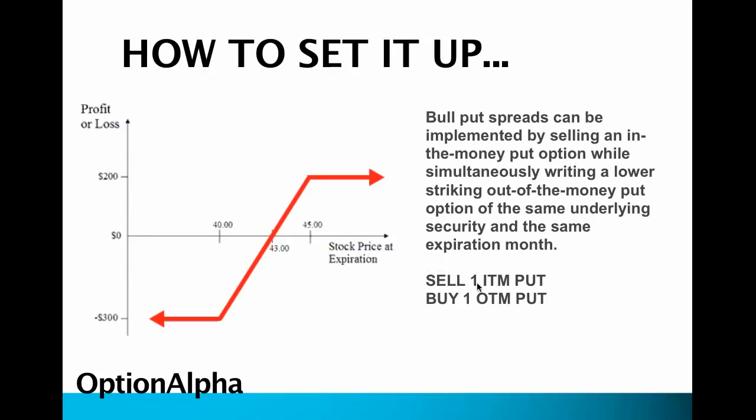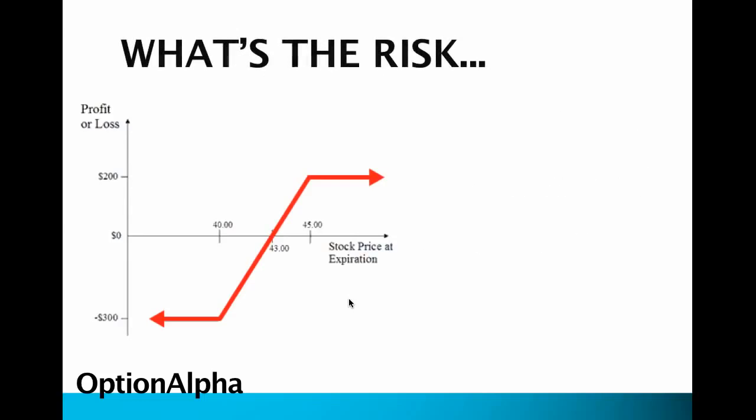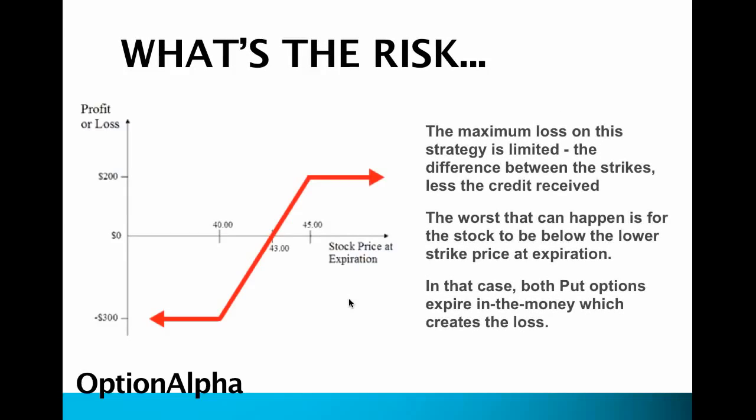So these can be all in the money, at the money, or all out of the money. The key is that you want to sell the higher strike and you want to buy the lower strike. Well, what's the risk with this strategy? As you can see here on the chart, the maximum loss in this strategy is limited: the difference between the strikes less the credit received. So the difference between your strike prices, 45 to 40, less the credit that you receive, that is the maximum loss that you can take.